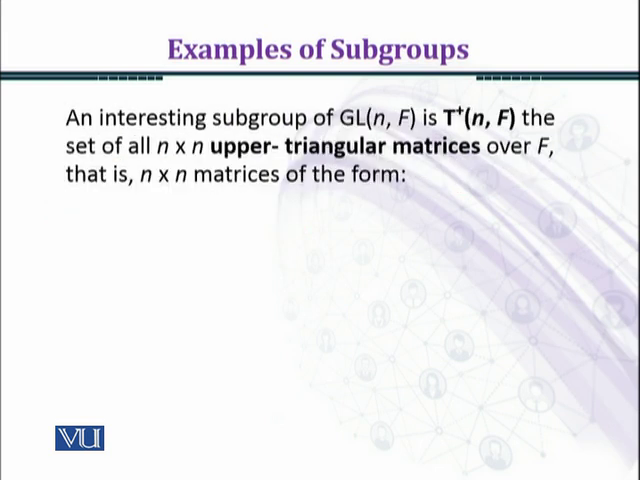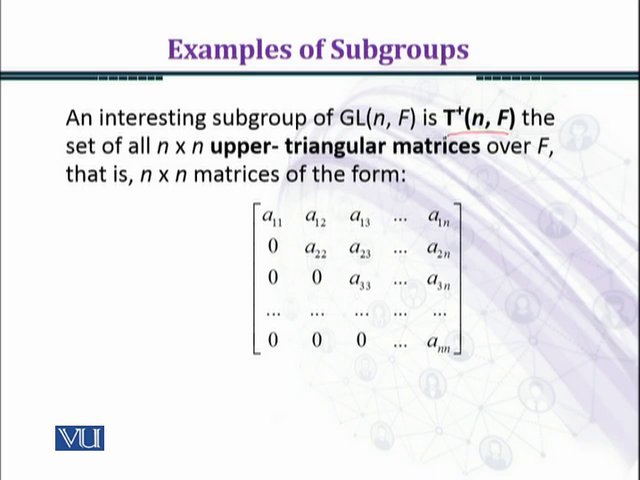An interesting subgroup of GL_n(F) is T_n^+(F), the set of all n by n upper triangular matrices over F. That is, n by n matrices of the form a11, a12, a13, ..., a1n, then 0, a22, a23, ..., a2n, then 0, 0, 0, and so on, ann. This is the upper triangular matrix, and in linear algebra you have studied that when we multiply two upper triangular matrices we get an upper triangular matrix, and when we find the inverse of an upper triangular matrix we get an upper triangular matrix. So in this way we can prove that it is a subgroup of GL_n(F).